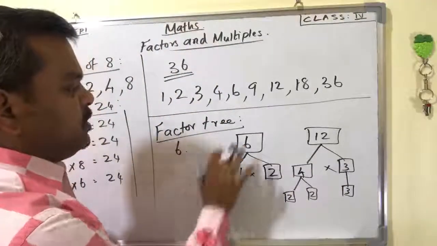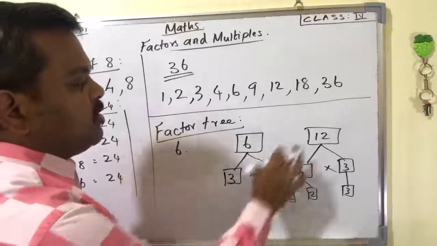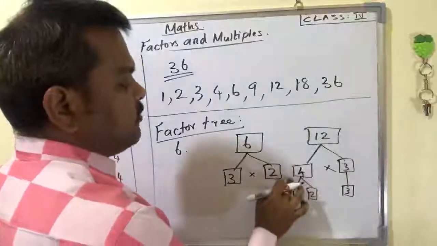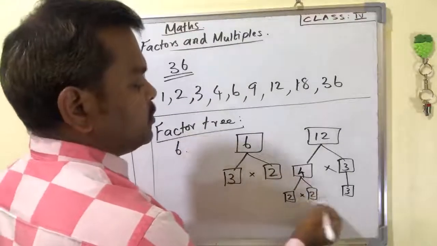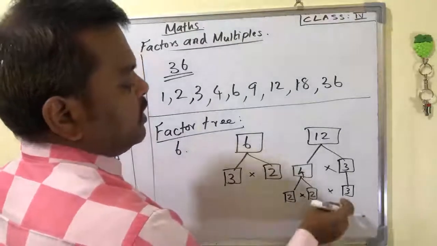What is a factor tree? Simply do like this. 6 means 3 2s are 6. 12 means 4 3s are 12. So if it is a composite number, again you have to split into 2. 2 2s are 4 and 4 3s are 12.